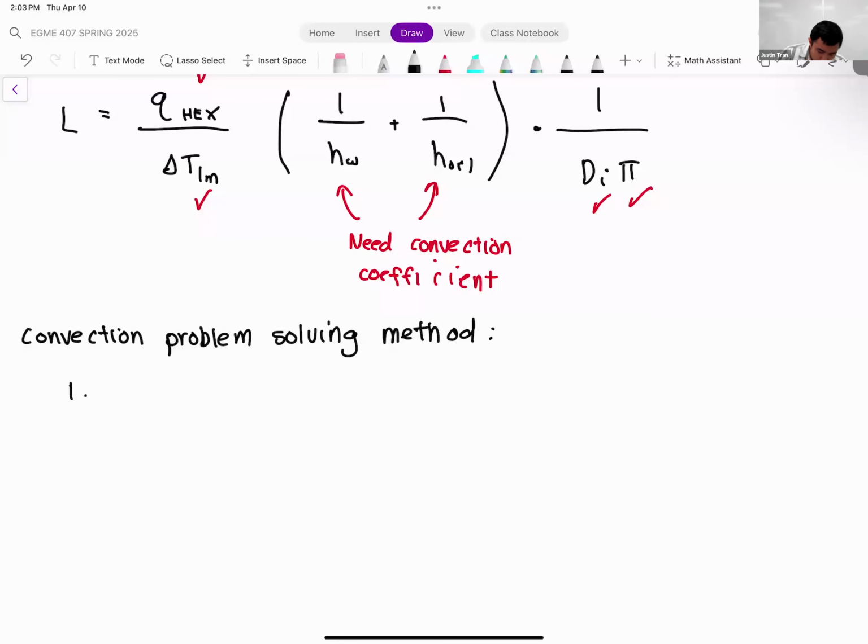Step one of the convection problem-solving method, remember, is to identify the flow type as well as the flow geometry.